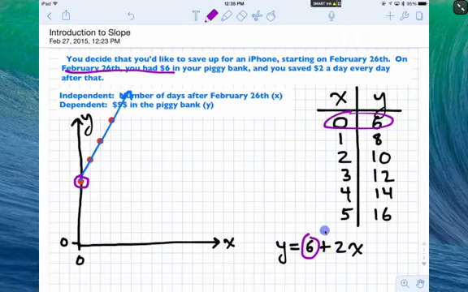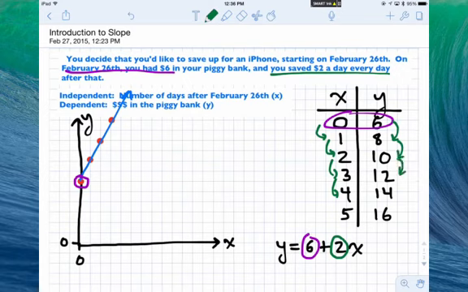This 2 has everything to do with the fact that you save $2 additional every day. You put $2 more into that piggy bank every single day. And you can see this on your table: every time the number of days goes up by 1, the number of dollars in the piggy bank goes up by 2. And my question is, how would this show up on our graph?